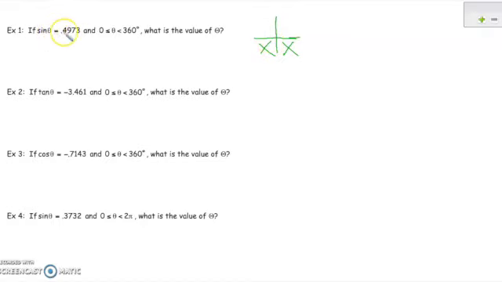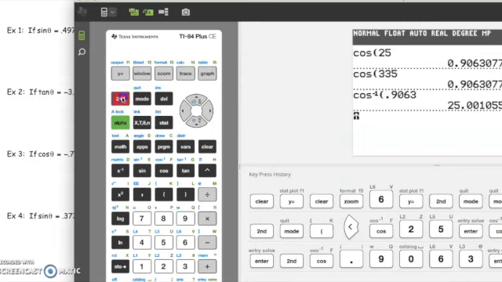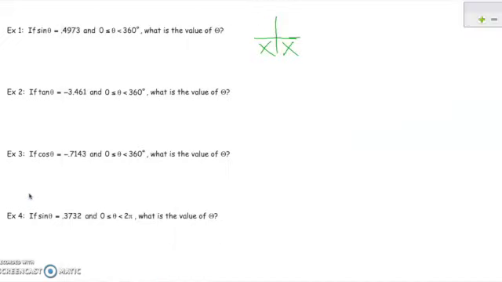Okay? If we do inverse sine of 0.4973, because that's what we need to do to get an angle value, so we go second sine, 0.4973, okay, we get 29.8 degrees. So our reference angle is 29.8 degrees. Okay, so that means that we have a reference angle here, 29.8. We have a reference angle in quadrant 2 that is also 29.8.